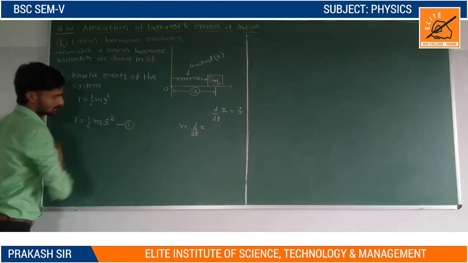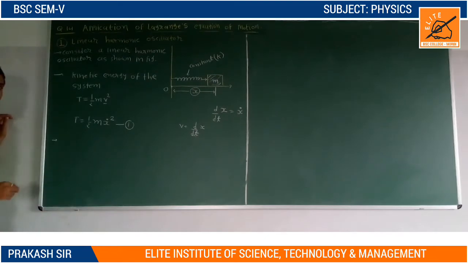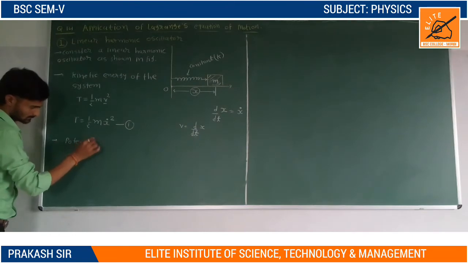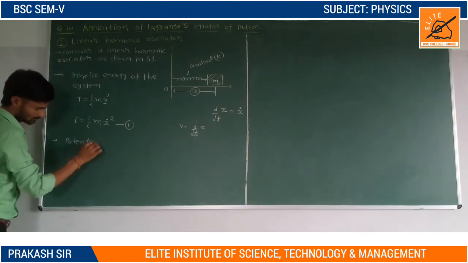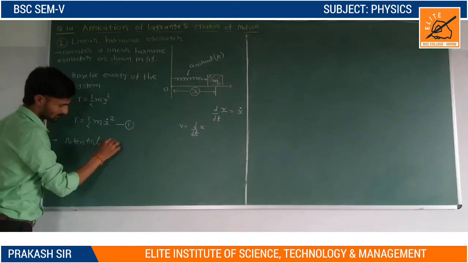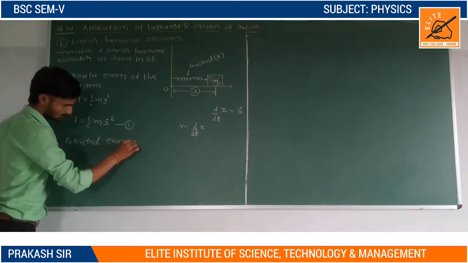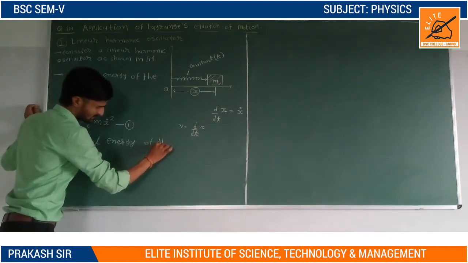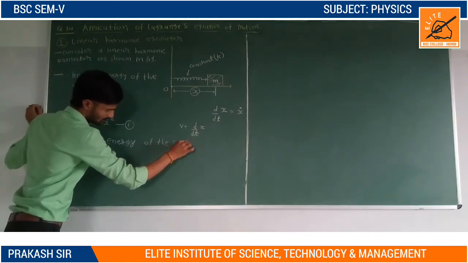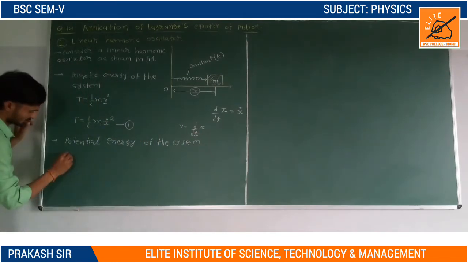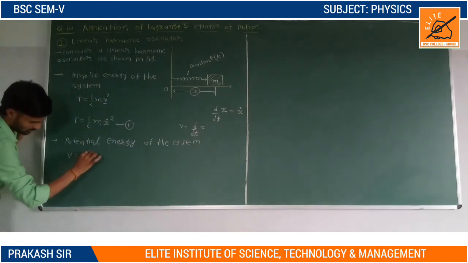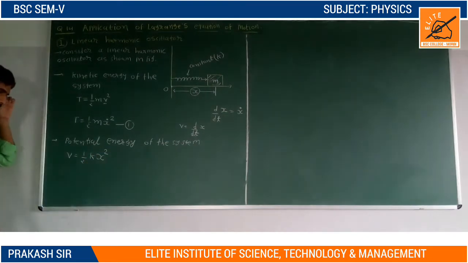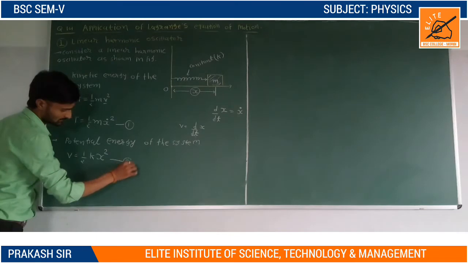Equation number 1. Now potential energy of the system. Potential energy of the system V is 1 by 2 spring constant k, coordinate of x, 1 by 2 kx square, equation number 2.